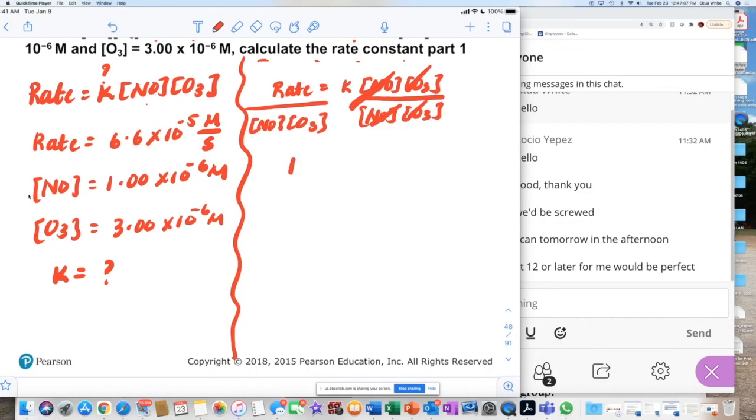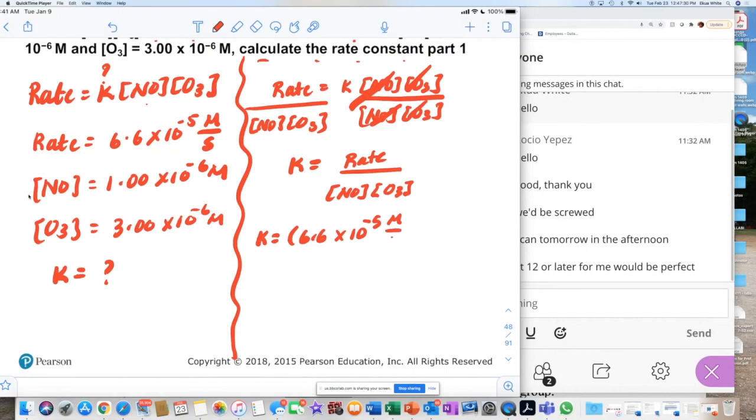I'm going to flip this so that K is the subject, right? K is equal to rate over NO times O3. I'm just flipping it. That's all I did. The numbers I'm putting in should be on the right. So now K is equal to rate, which is the top number, 6.6 times 10 power negative 5.